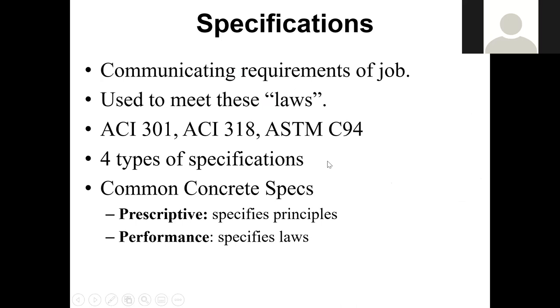So when we talk about specifications, these specifications are used, again, to meet the laws. So a design engineer on a project is typically going to have some basic standards. They're going to use ACI 301, 318, ASTM C94. So 301 is the standard specification for concrete. ACI 318 is the standard specification for structural concrete. ASTM C94 is the standard specification for ready-mix concrete.